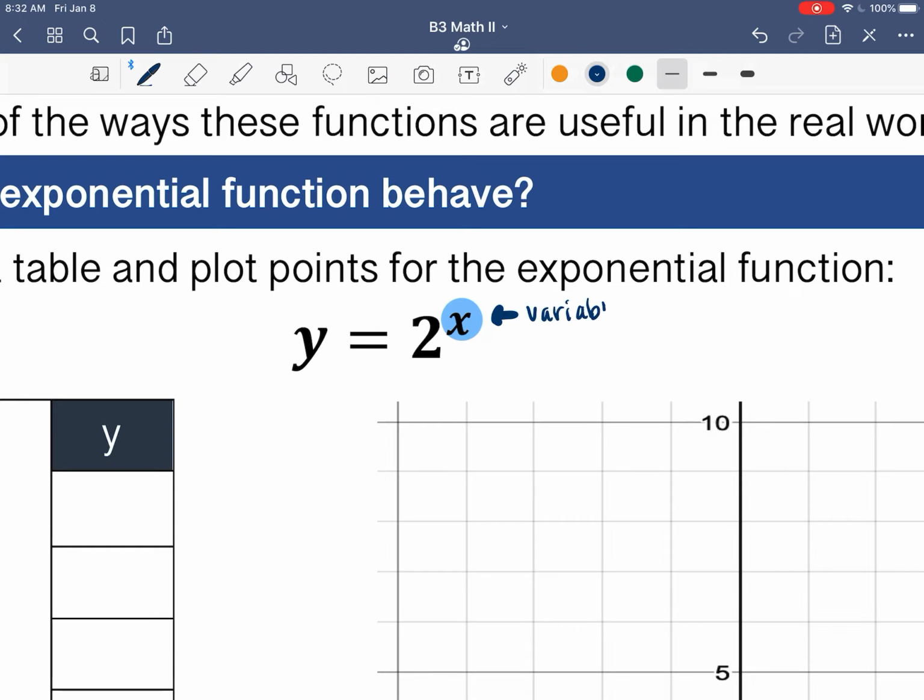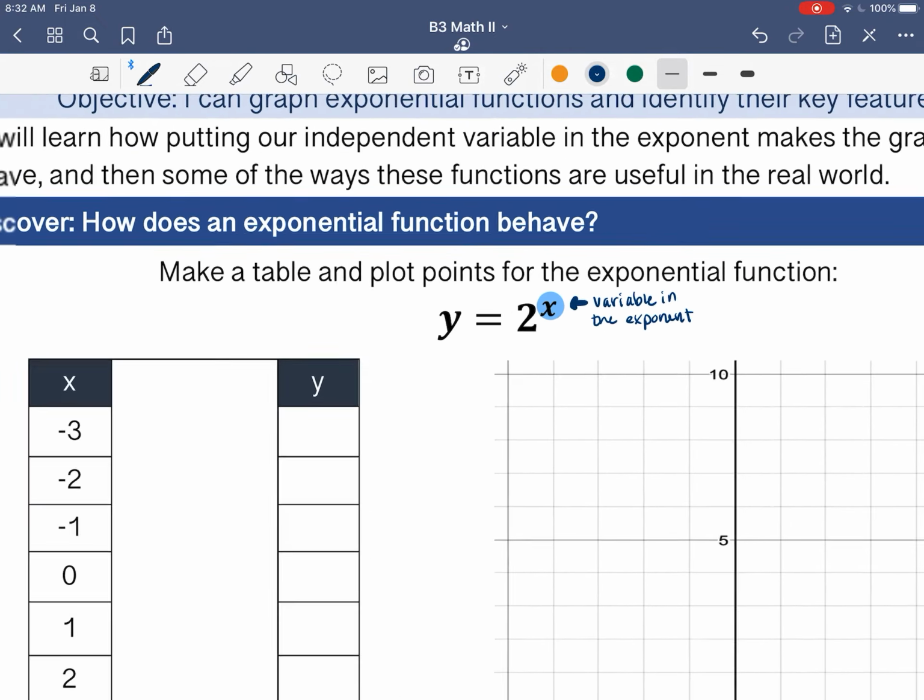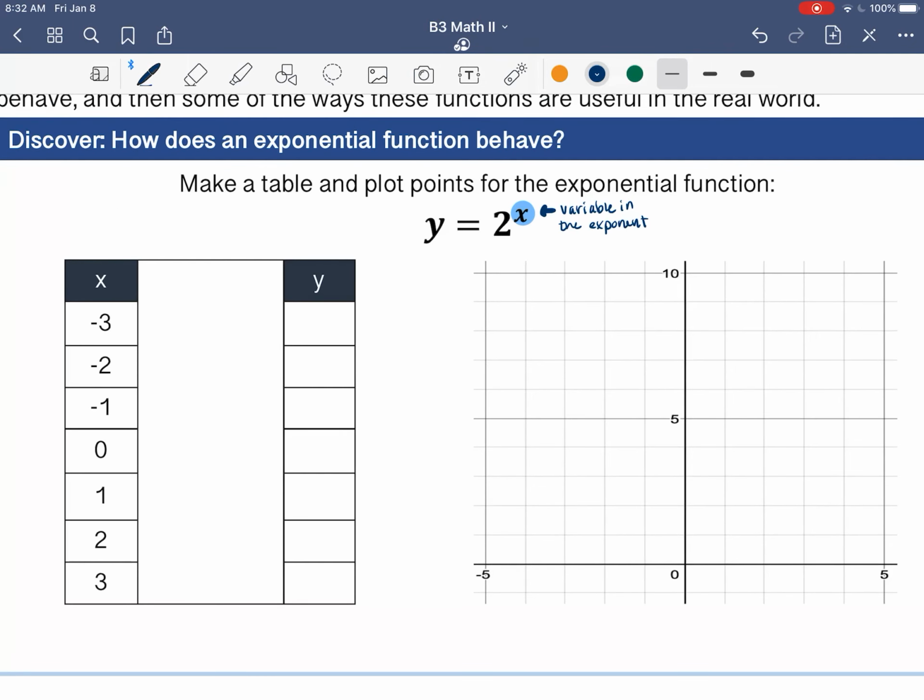So we have a variable in the exponent. It can have other stuff up in the exponent as well, but the main thing is that it has to have a variable. It's variable in the exponent. The base, in this case the 2, doesn't matter quite as much. That could be anything. And you'll see a couple of different examples today, actually.